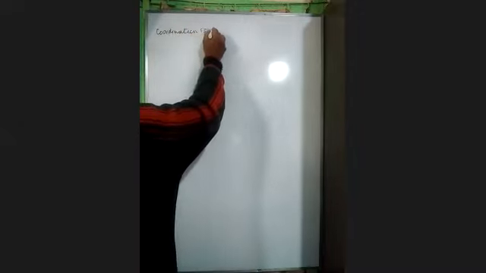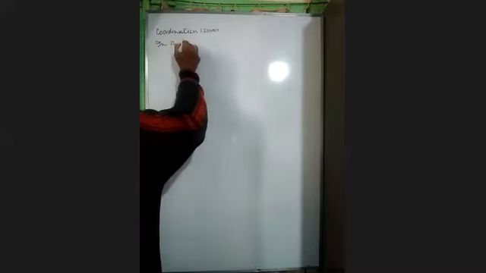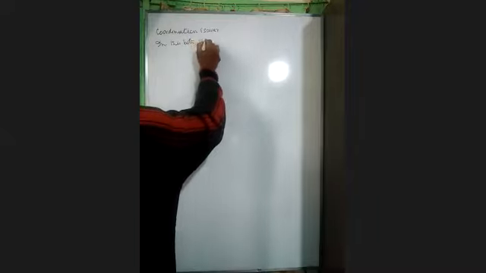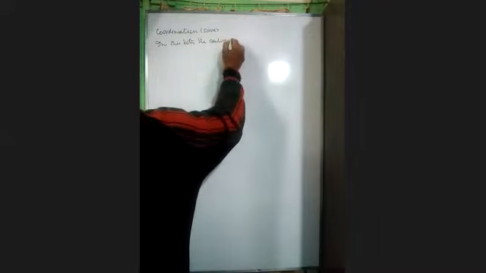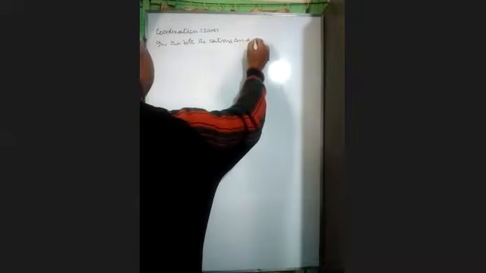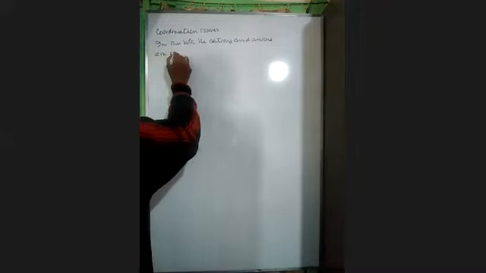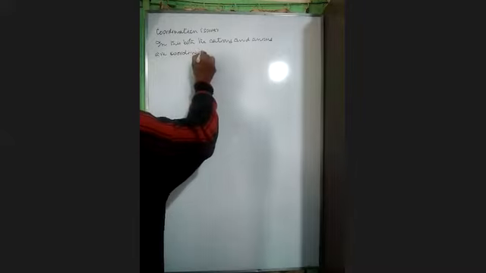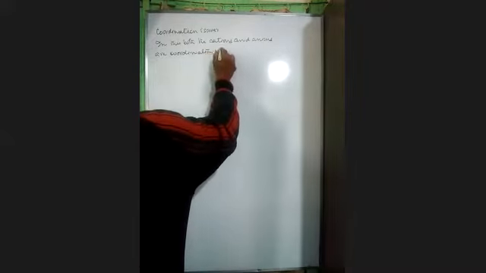Now we'll come to coordination isomerism. Coordination isomer. Okay. In this, both the cations and anions are coordination entities.